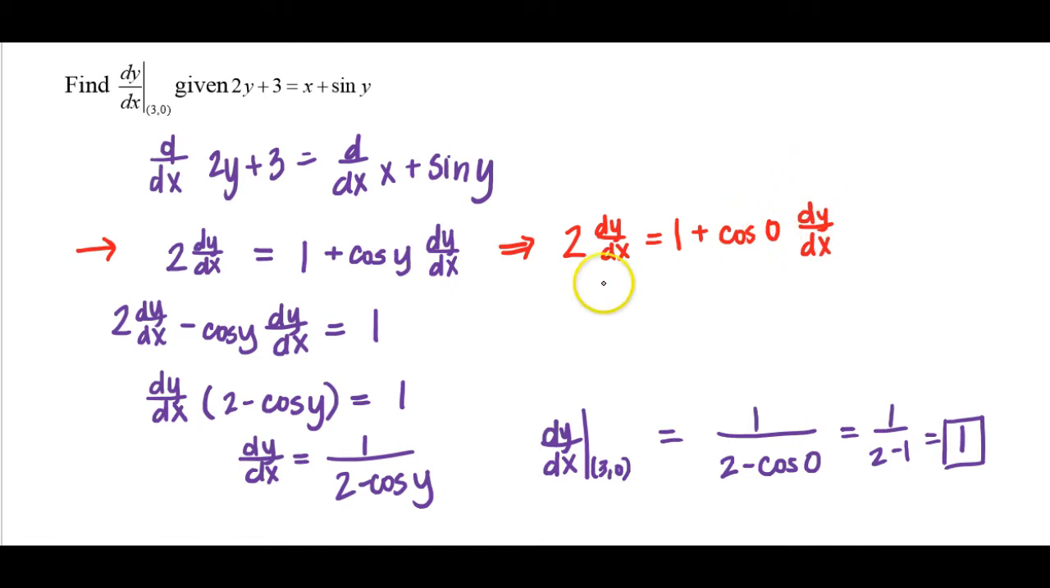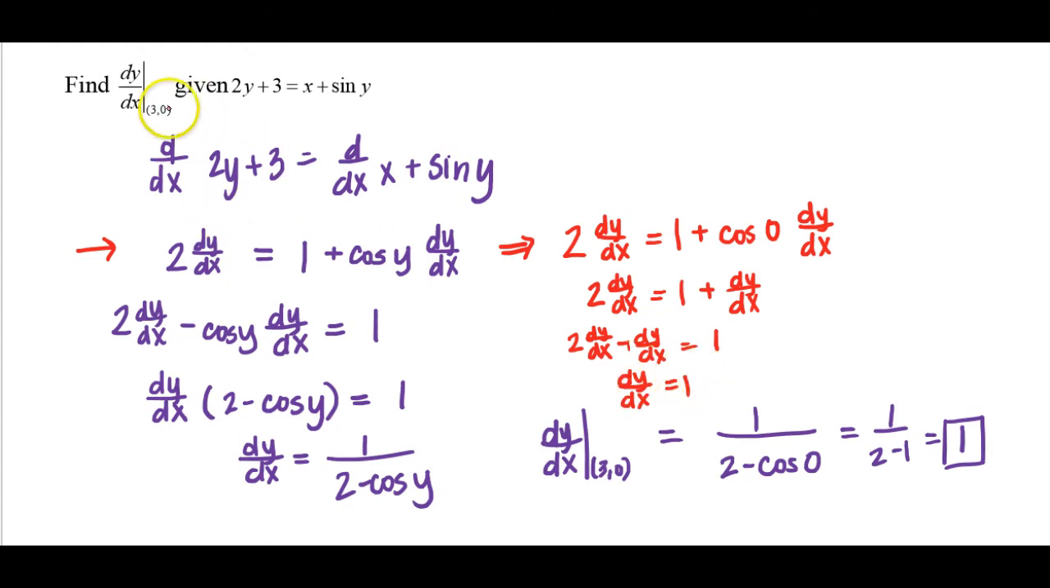And now cosine of 0 is 1. So in other words, I have 2 dy/dx equals 1 plus dy/dx. So now if I subtract the dy/dx to the other side, I have 2 dy/dx minus dy/dx equals 1. And then I can combine the like terms here. You can think about it as factoring out a dy/dx, or this is like 2 dy/dx and 1 dy/dx, so it just combines together to become dy/dx equals 1.